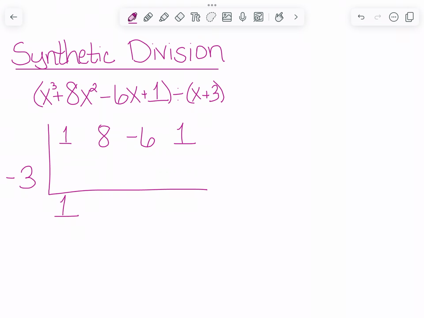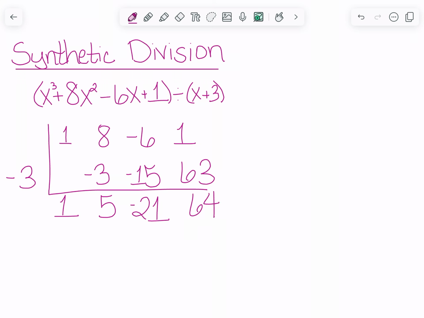We multiply negative 3 times 1, which gives negative 3. Add 8 plus negative 3 to get 5. Negative 3 times 5 is negative 15. Negative 6 plus negative 15 is negative 21. And negative 3 times negative 21 is 63. We add 1 and 63 to get 64, and we can write our answer.